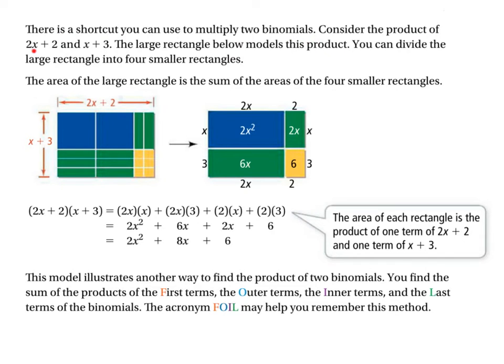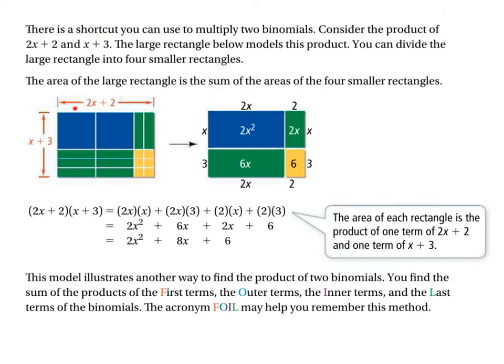Consider the product of 2x plus 2 and x plus 3. The large rectangle below models this product. This is 2x plus 2 times x plus 3, right? Length times width, so the area is going to be this times that. Okay? You can divide the large rectangle into 4 smaller rectangles.